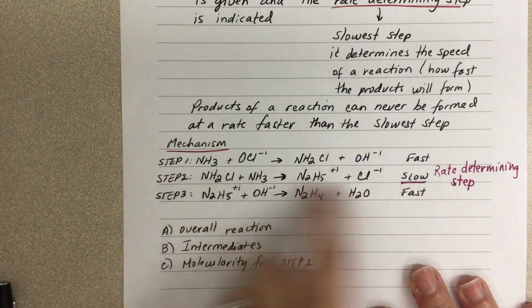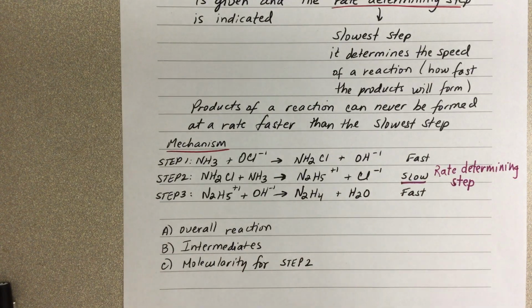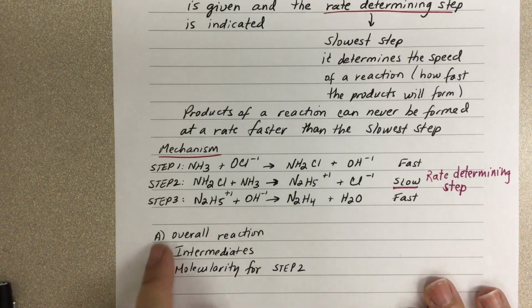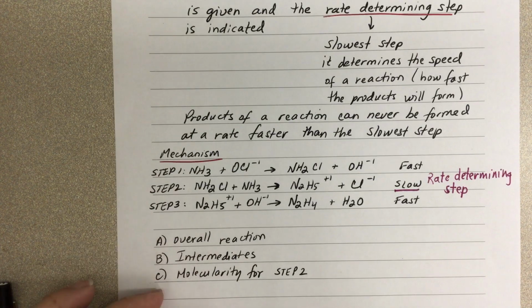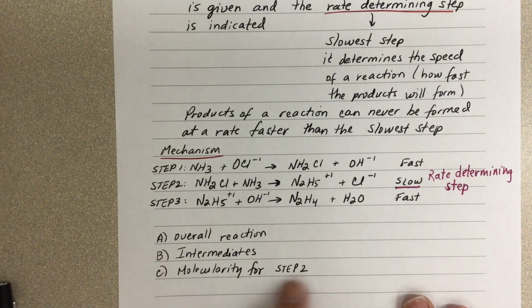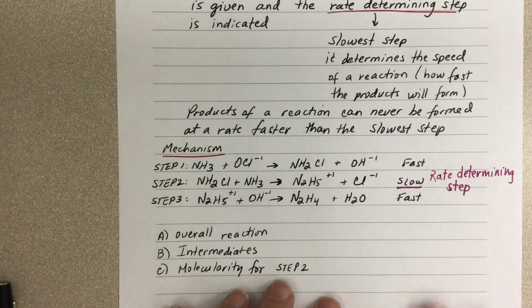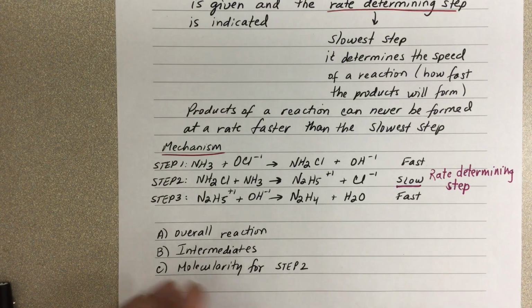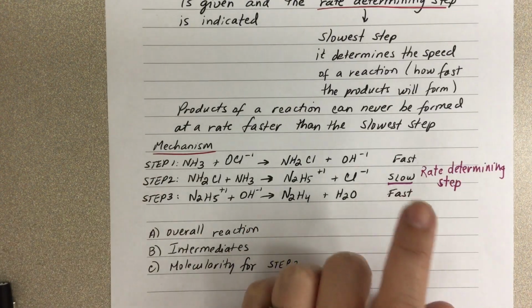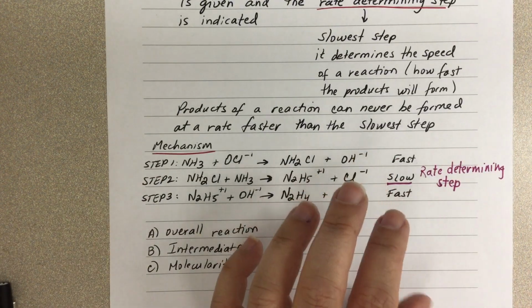So using that slow step, we can predict the order for your reactants by looking at the coefficients in your chemical equation. So here I have for you to determine three things: overall reaction, intermediates, molecularity for step 2, and then we're going to find out also the rate law for this mechanism because you have the slow step identified.